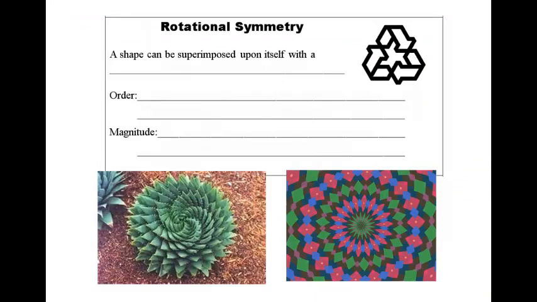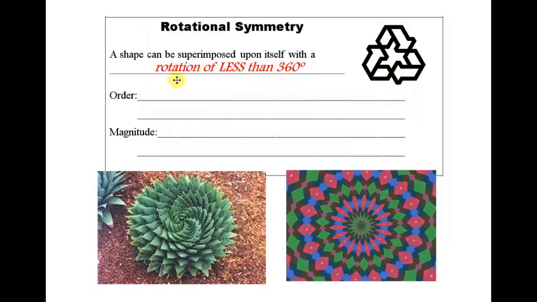And in rotational symmetry, we will, like the name suggests, be rotating. So the shape can be superimposed upon itself. In other words, it can be moved and land right back on top of itself with a rotation of less than 360 degrees. So as long as I can turn it and I don't have to make a complete turn and I can land it right back on top of itself, it's got rotational symmetry.